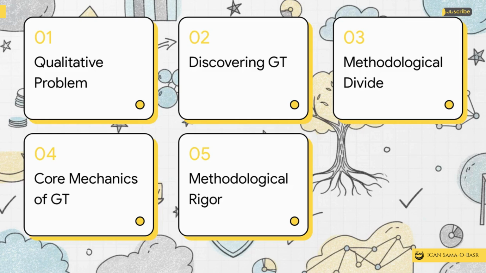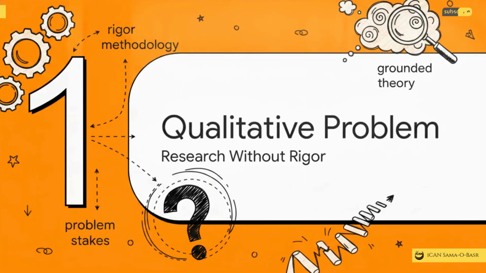Here's our roadmap for today. First, the qualitative research problem. Then, discovering grounded theory, followed by the great methodological divide. After that, we'll look at the core mechanics of GT, and finally, ensuring methodological rigor. All right, starting off with Section 1, the qualitative research problem.